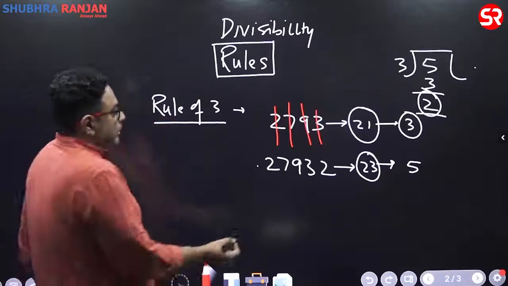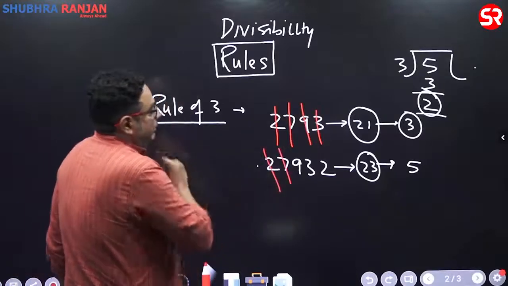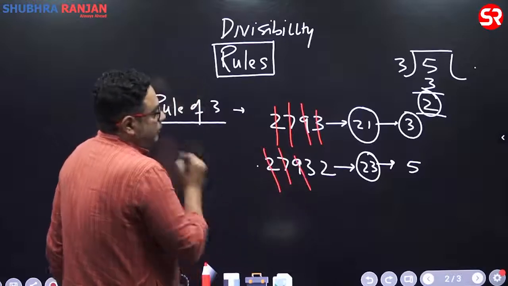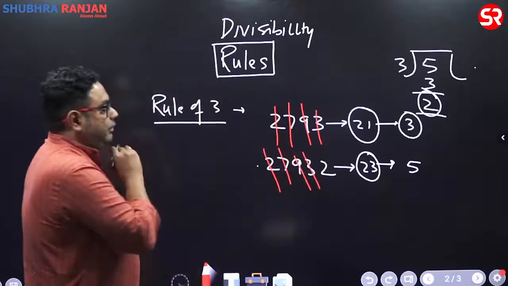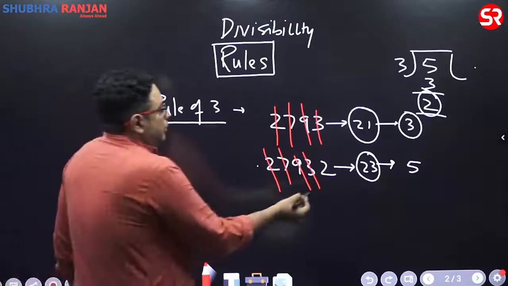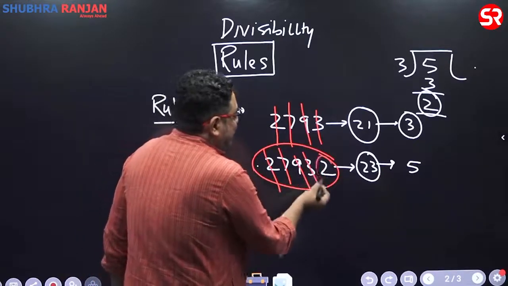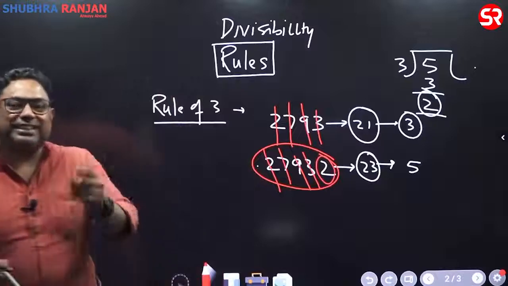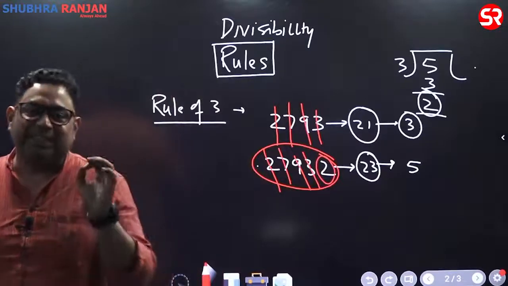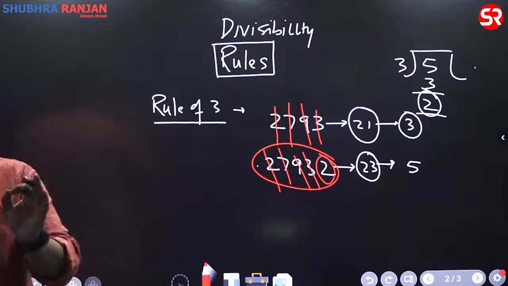Check this out. 2 plus 7, 9. Multiple of 3, ignore. 9 is a multiple of 3, ignore. 3 is a multiple of 3, ignore. What is left is 2. So when 27932 is divided by 3, the remainder is 2. So I have changed the rule. From today onwards, remember the rule is: ignore multiples of 3.